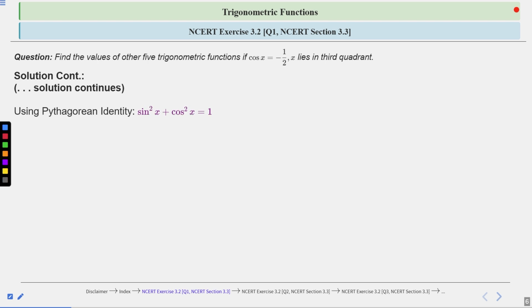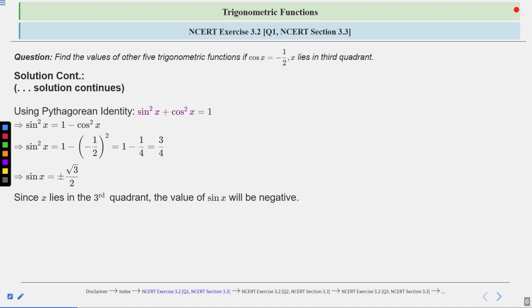Now using Pythagorean identity, we know that sin square x plus cos square x is equal to 1. So we can write sin square x equal to 1 minus cos square x. Therefore, sin square x will be equal to 1 minus 1 by 2 whole square, which is equal to 1 minus 1 by 4, which is equal to 3 by 4. Therefore we can write sin x will be equal to plus minus root 3 by 2.